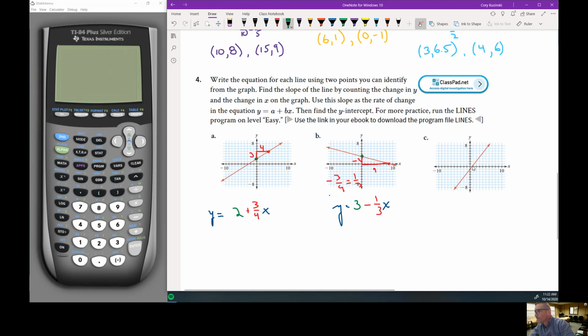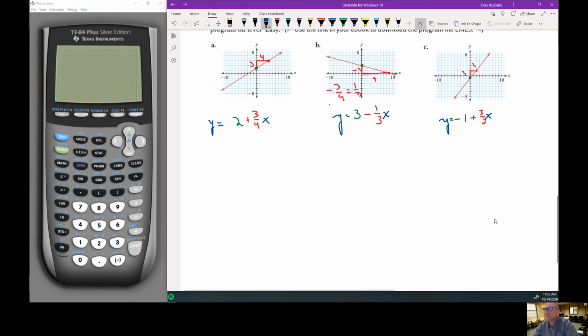All right, one more. Looks like our y-intercept is at -1. And our slope, let's see, what about that point right there. Looks like it goes up from -1 to 2, so that's an increase of 3, and then right 2. So we'll go plus 3/2 times x. Y equals -1 plus 3/2 x.